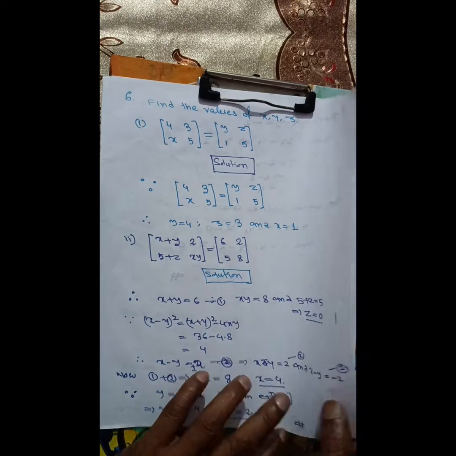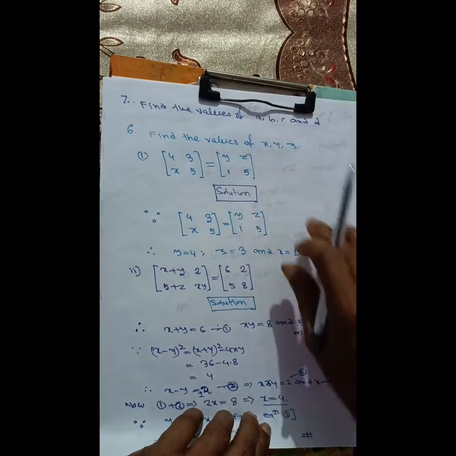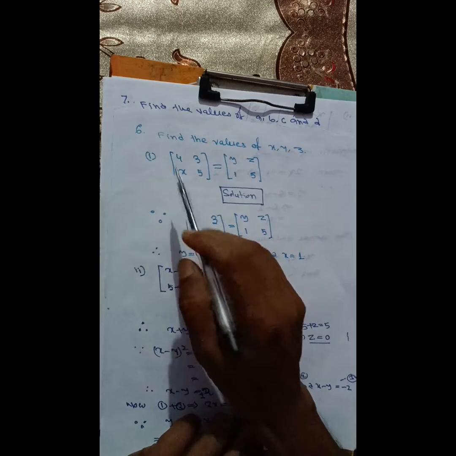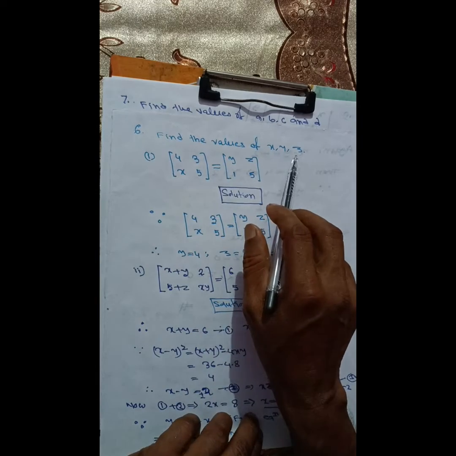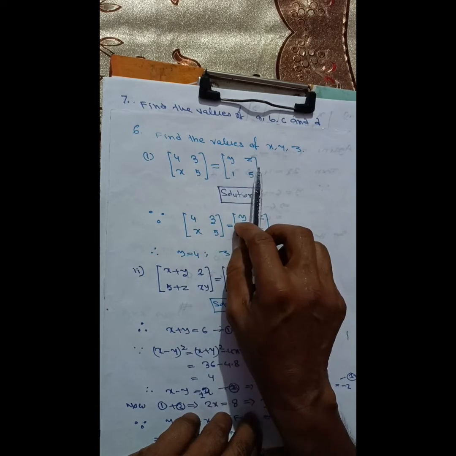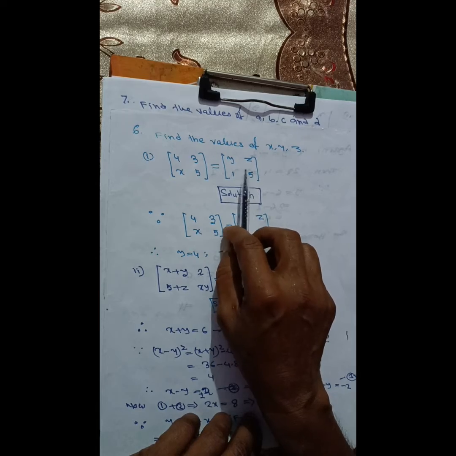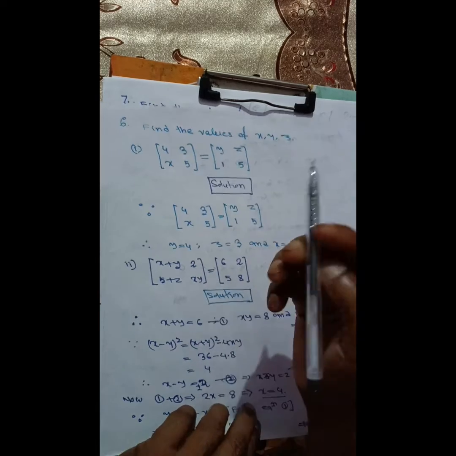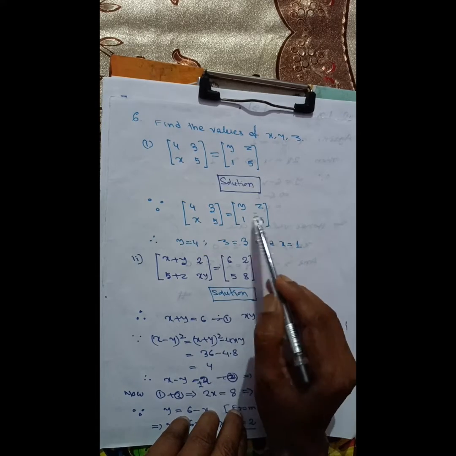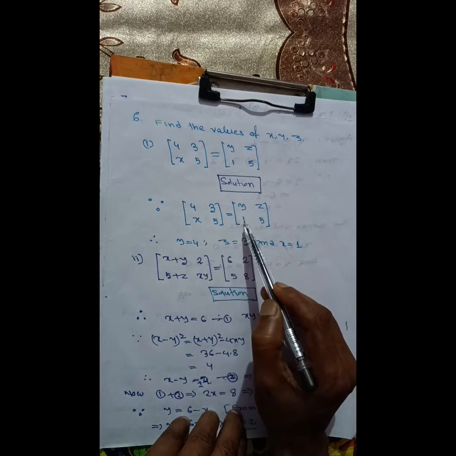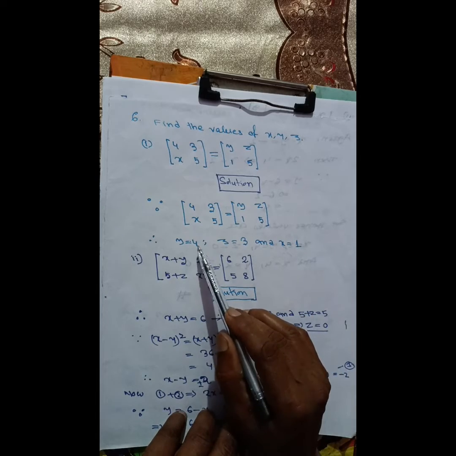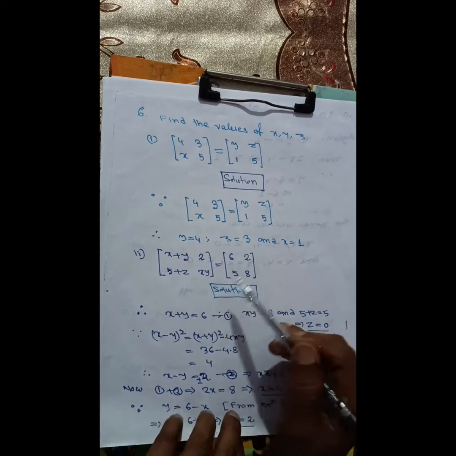Next we are going to discuss an example, question number 6. Find the values of x, y, z. We are given two square matrices of order 2. Both are equal, so corresponding elements are equal. Therefore, we get y equal to 4, z equal to 3, x equal to 1, 5 is equal to 5. So the values are x is equal to 1, y is equal to 4, z is equal to 3.